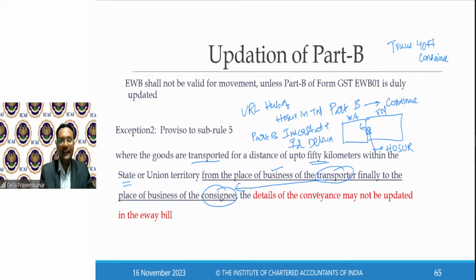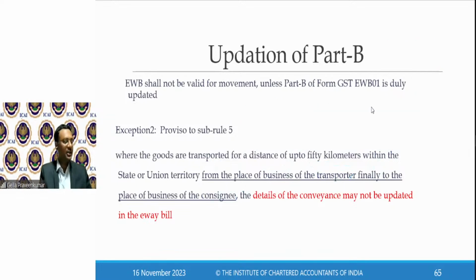Law says where the goods are transported for a distance up to 50 kilometers within the state. So from Hosur to Karnataka, the moment I enter, though it is 1 kilometer, because it becomes interstate, this exception is not applicable. There it is compulsory to update Part B. This is what is tested in your examination: where this Part B needs to be updated, and where this Part B is not required to be updated.